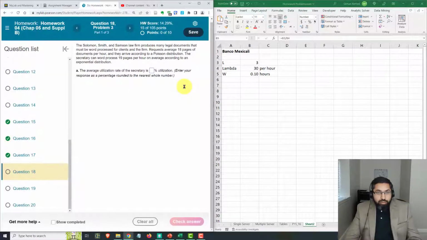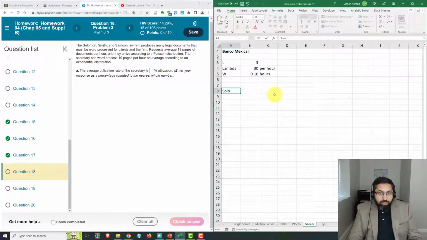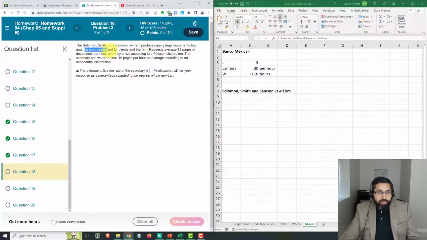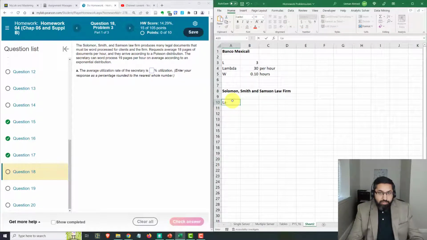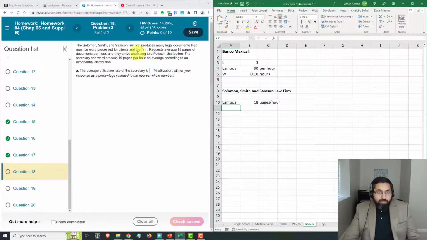Okay. Now let's do the next question as well. This question is about Solomon, Smith and Sampson law firm. Okay. Here we have legal documents that must be word processed for clients. The arrival rate of these documents or requests is 18 pages of documents per hour. So lambda, the arrival rate, is 18 pages per hour. And they arrive according to a Poisson distribution. The secretary can process 19 pages per hour. So the service rate mu is 19 pages per hour.